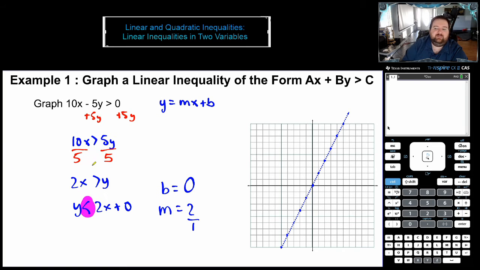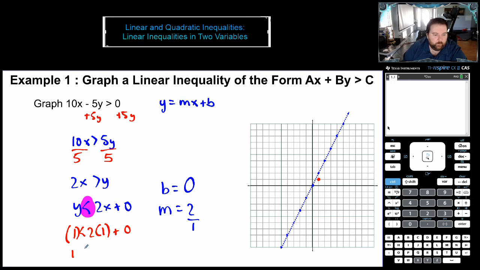Now we need to test a point. And we want to test a point that's not on our line. So let's test the point 1, 1 right there. That seems like a good point to test. Let's give that a shot. So our y value is 1 and our x value is 1. So we're just going to be plugging those in.